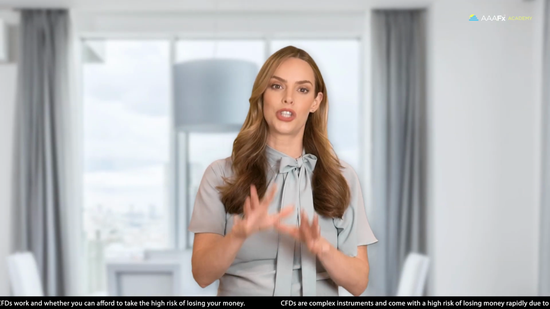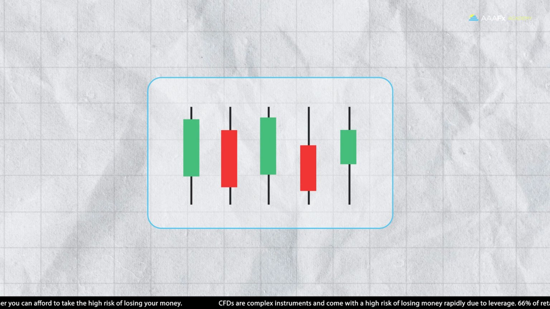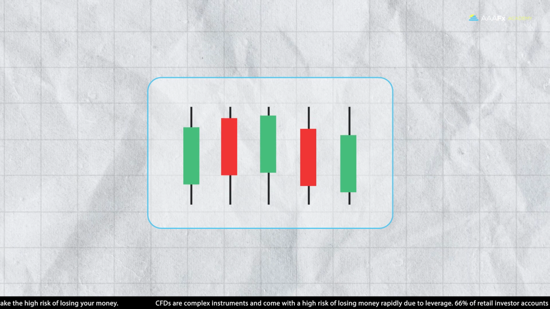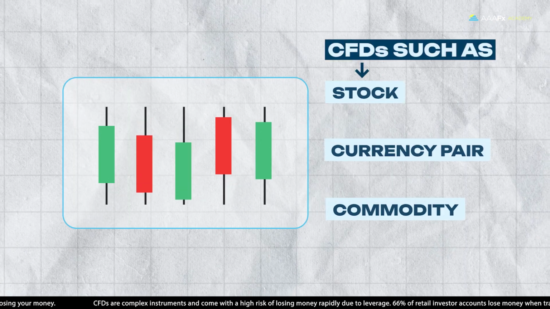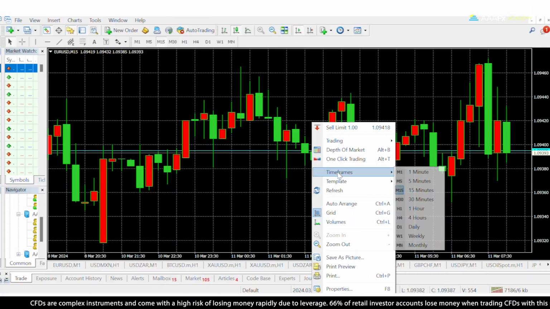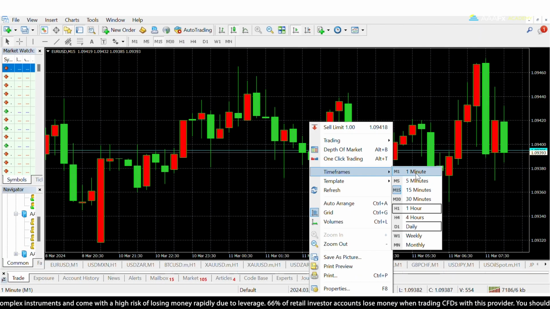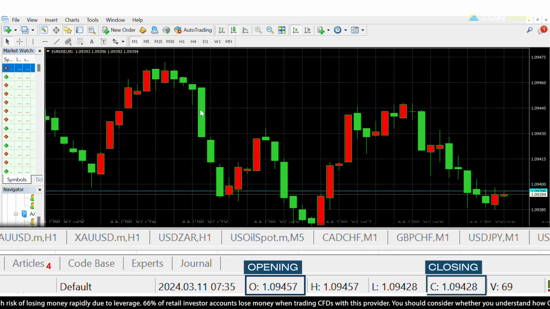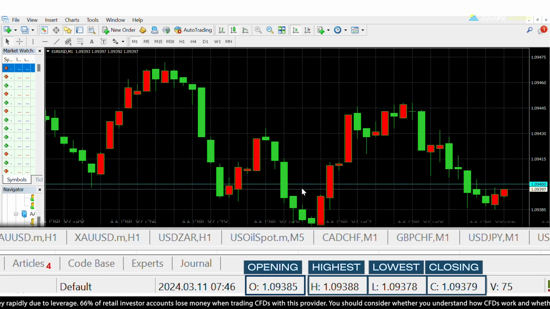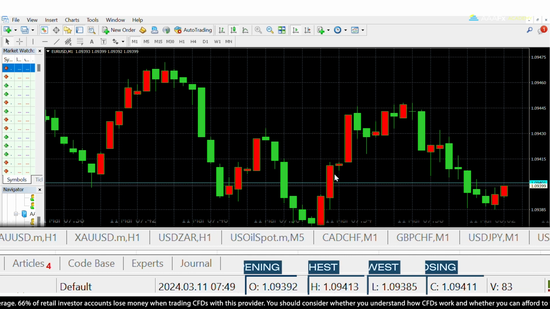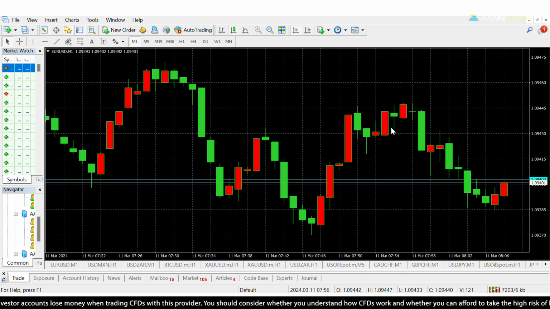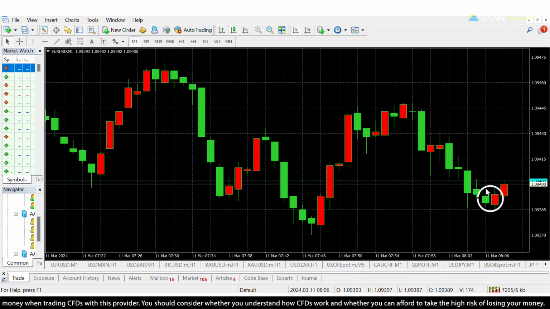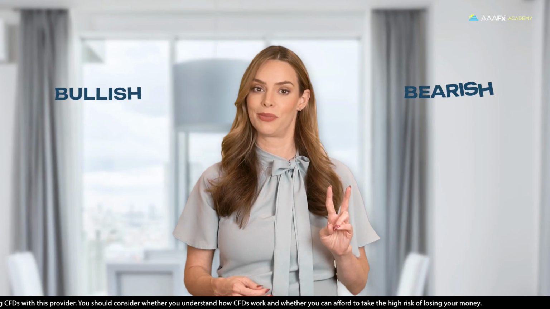A candlestick chart is a visual tool used to represent the price movement of a trading instrument, such as a stock, currency pair, or commodity over a specific time frame, like an hour, a day, or a week. It provides information about the opening, closing, highest, and lowest prices within that time period. When you look at a candlestick chart, you'll notice two main types of candlesticks: bullish and bearish.